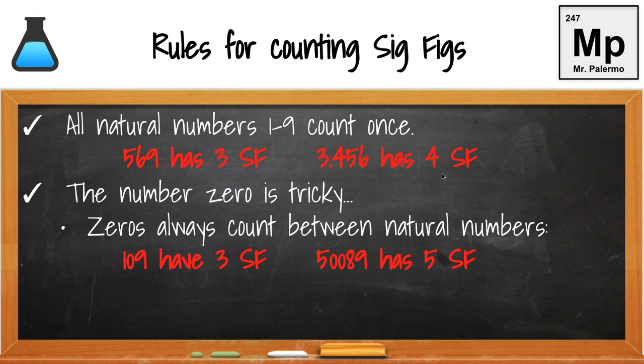Okay, now the number 0. This is tricky. Zeros always count when they're stuck between natural numbers. They're trapped in there. So for example, see how the 0 is stuck in between 1 and 9? That automatically makes it significant. So this has 1, 2, 3 significant figures. And this number here has those trapped zeros as well. So it has 1, 2, 3, 4, 5 significant figures.